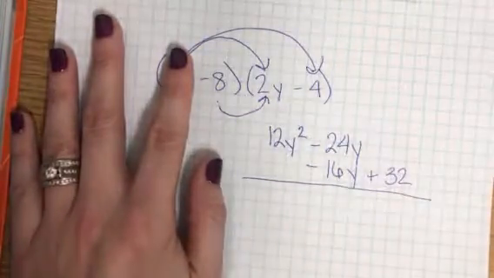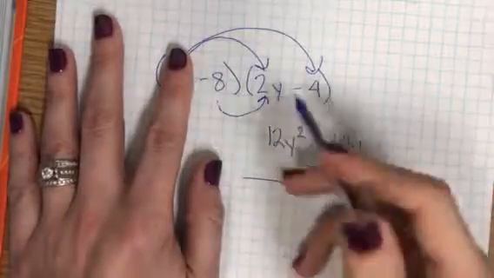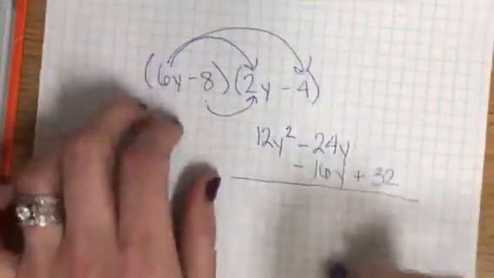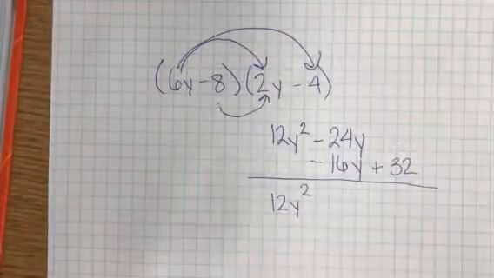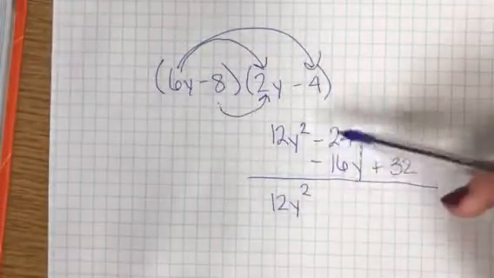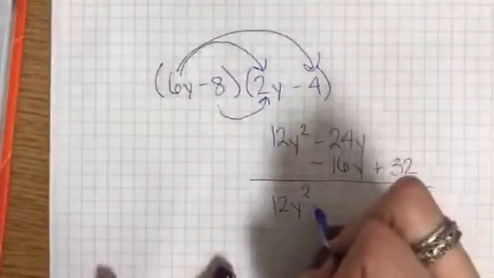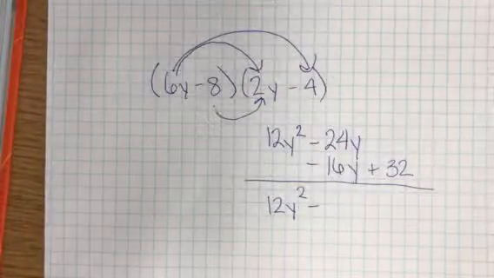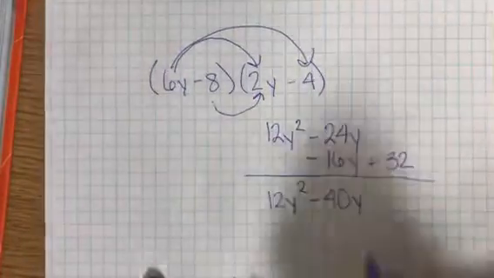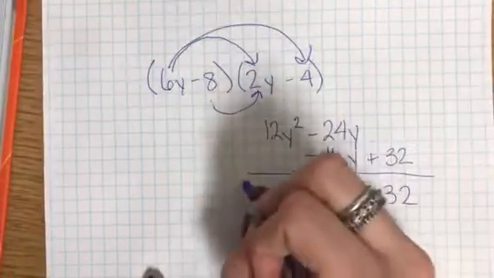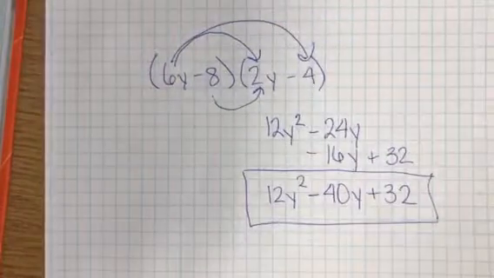Again, now I already have my like terms matched, so I can go straight down to combine like terms. So my 12y squared is just coming straight down. If you needed to, you could use a calculator to add these together. Okay, but if we do a negative 24 and a negative 16, that will give us a negative 40y. And then our 32 comes straight down.